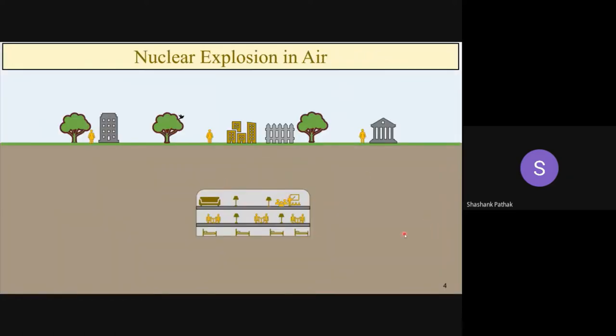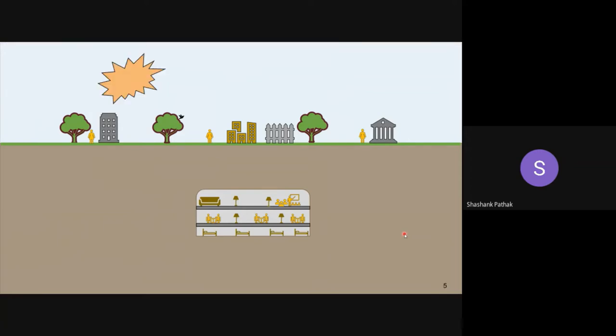So this is a small diagram that shows what happens during a nuclear explosion. So suppose there is a missile that is dropped and a nuclear explosion happens. So with whatever knowledge you have till now, can you guess what will happen? Just think of a picture in your mind. After that, I will show the second picture and you tell me whether that picture matches with your imagination or not. Maybe someone wants to tell what different kinds of things will happen. Just give it a try.